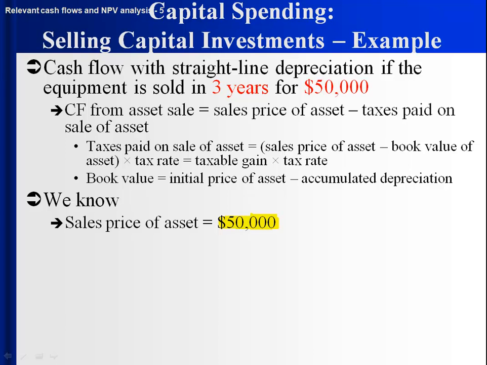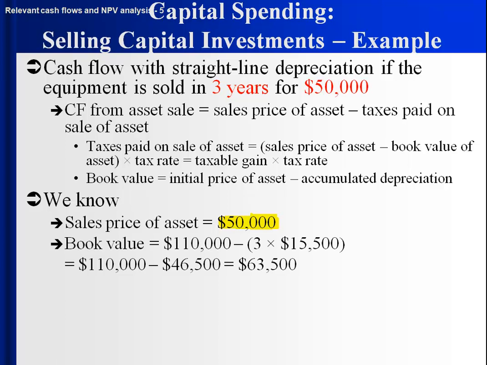50,000 going in the bank. How much do we expect the equipment to be worth in 3 years? Well, after 3 years, we bought it for 110. Depreciation is 110 minus 17 over 6, so it's 15,500 per year.